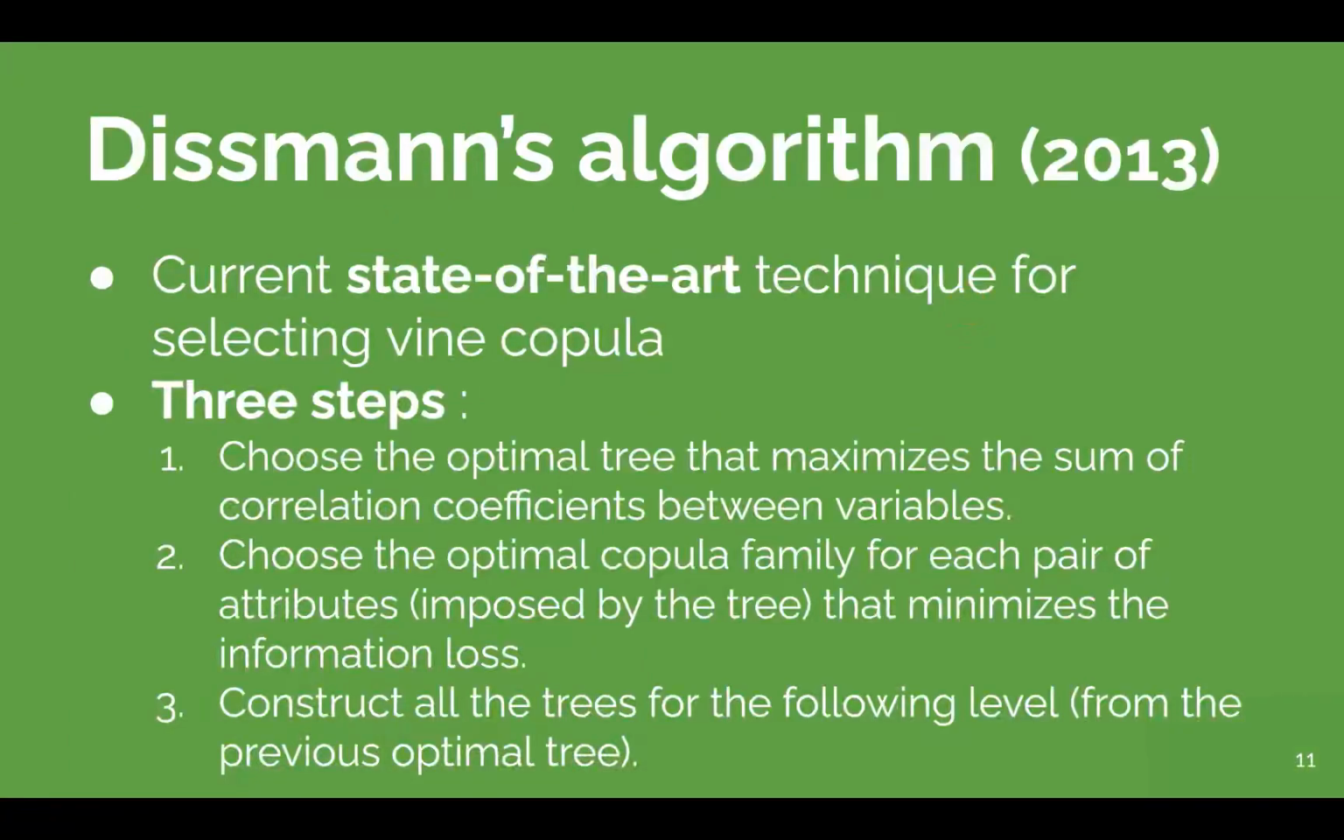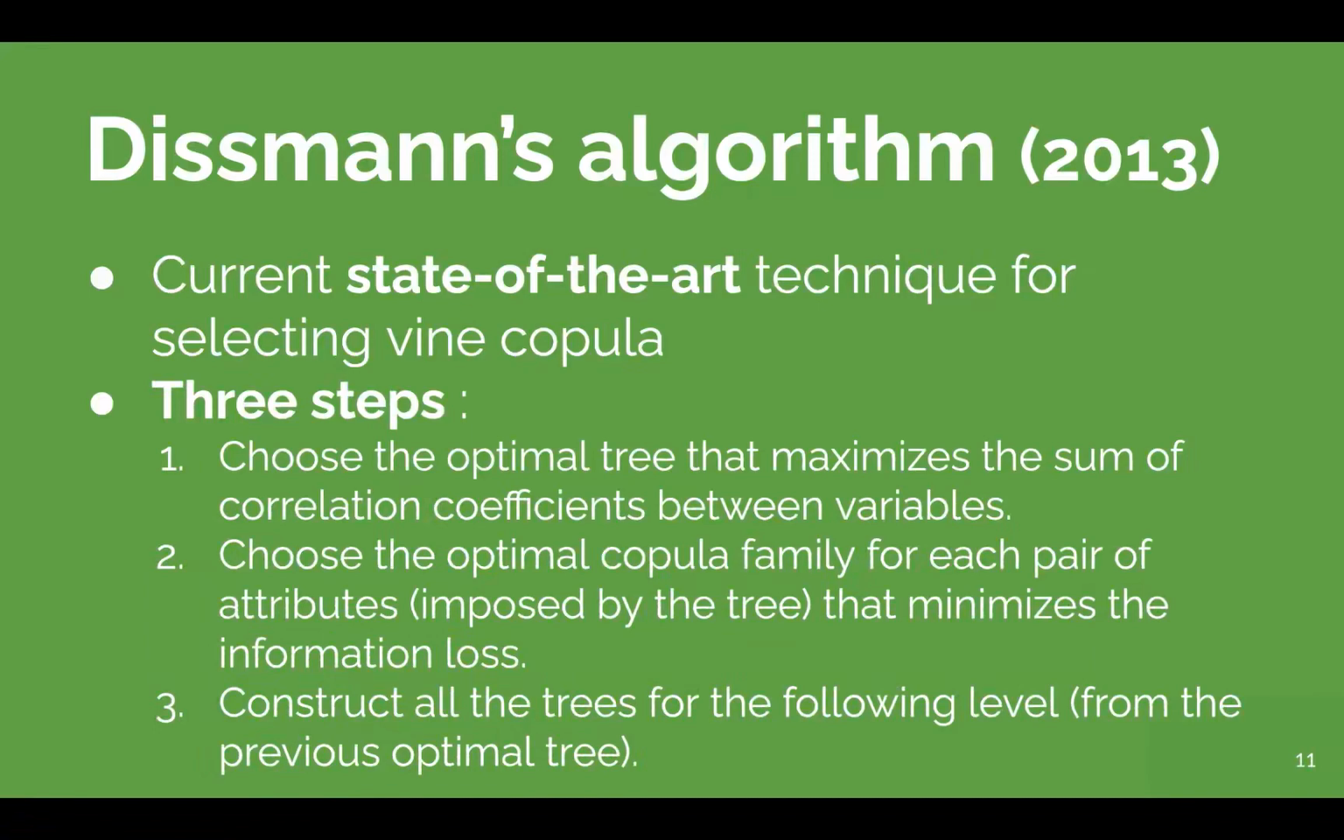The construction of a vine is non-trivial. The current state-of-the-art technique for selecting vines uses a top-down greedy algorithm known as Dissmann's algorithm. The technique is based on the hypothesis that the top of the vine is more important in modeling the data than the lower branches, as they contain raw information about correlation between attributes.